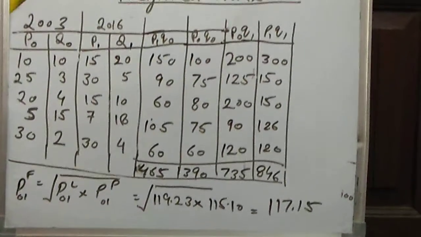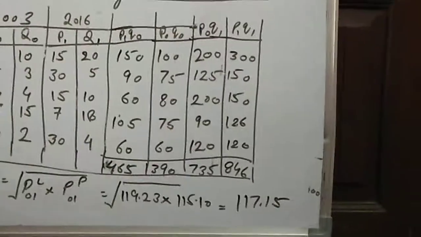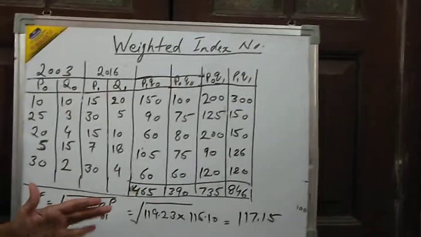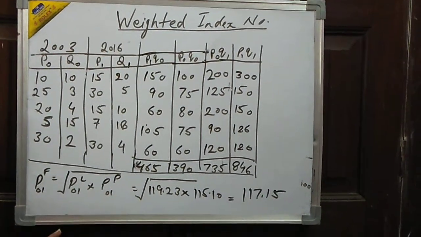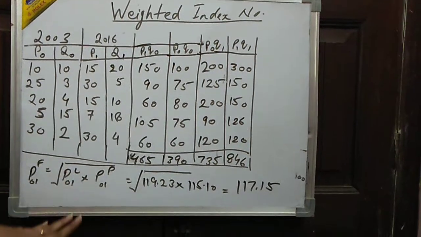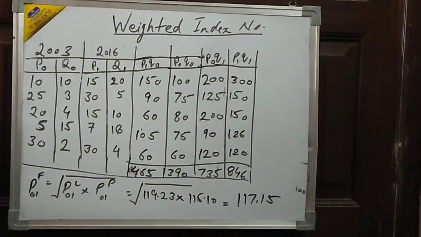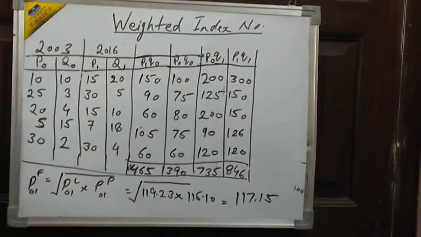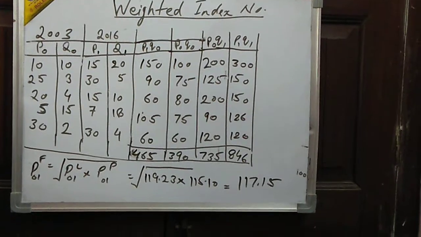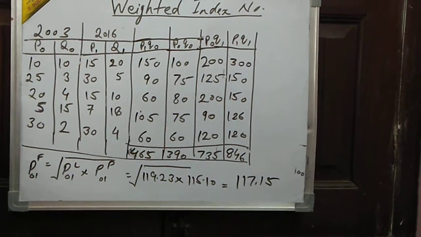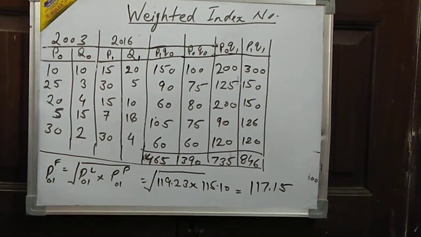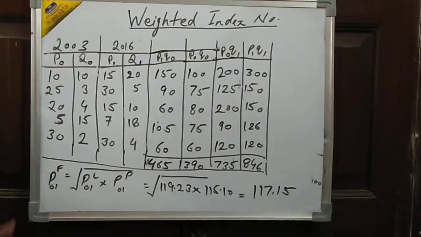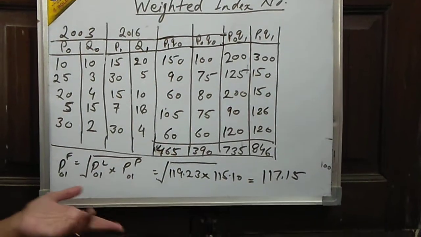So these are the three methods by which we can calculate the weighted index number: Laspeyres, Paasche's and Fisher's. Very easy. You only have to learn the formulas, and if you see in the formulas, Laspeyres has taken Q naught as the base. Paasche has taken Q1. So it is easy to learn, and Fisher's is very easy, just the square root of the product of those answers.